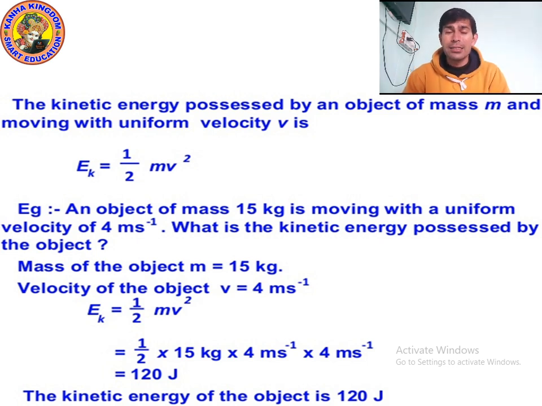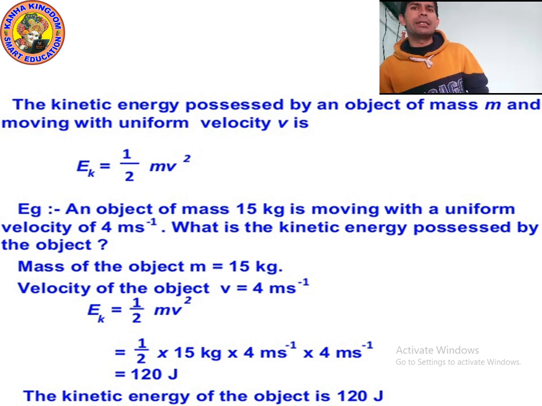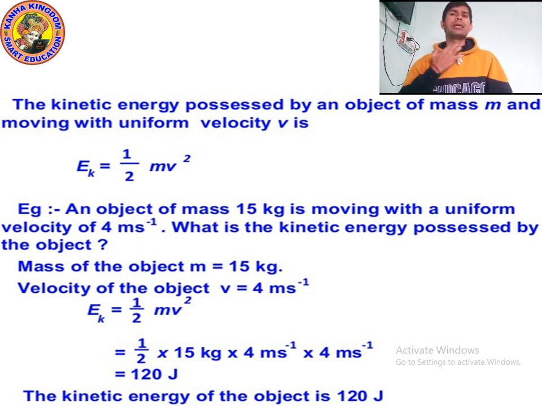Then the kinetic energy will be Ek is equal to 1 by 2 mv square. Yes, this is the formula of kinetic energy. Ek is equal to 1 by 2 mv square. Okay. Let's solve the question which is based on this formula.